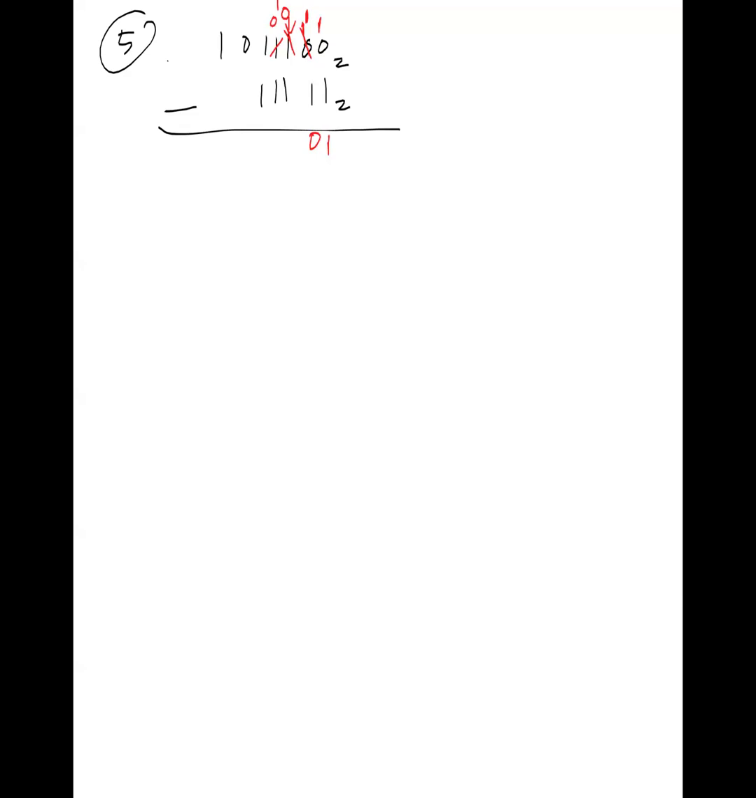Right. And then we have 0 minus 1 again, and 0 minus 1 is impossible. So we have to borrow from that one, make it a 0, and put a 1 on that one, and then we get 10. But 10 really represents 2, right? So 10 really represents 2, and what's 2 minus 1? 1, correct. So we've got 1, 2, 3, 4.